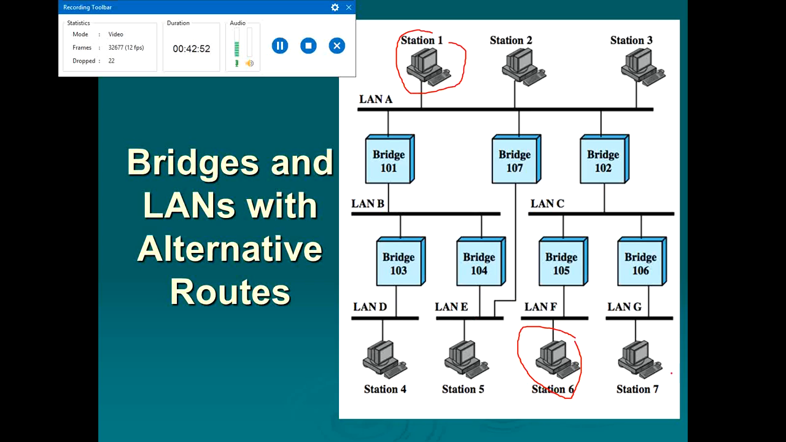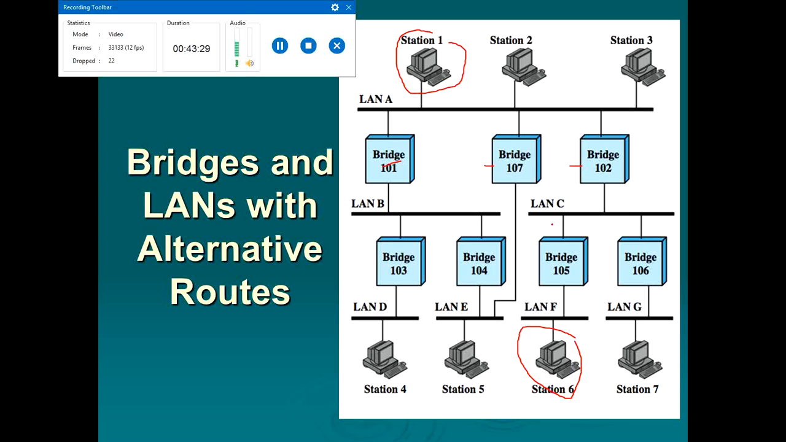Now, when it wants to transmit to station 6, the frame will first of all be read by bridges 101, 107 and 102, because LAN A is connected to all these bridges. Now for each bridge, the addressed station is not on a LAN to which the bridge is attached. Bridge 101 is attached to LAN B, station 6 is not there. Bridge 107 is attached to LAN E, station 6 is not there. Bridge 102 is attached to LAN C and station 6 is not there.